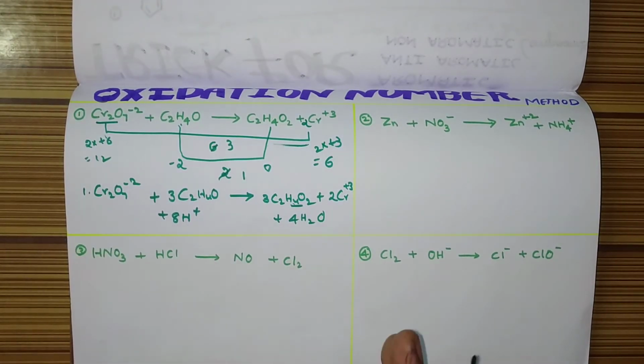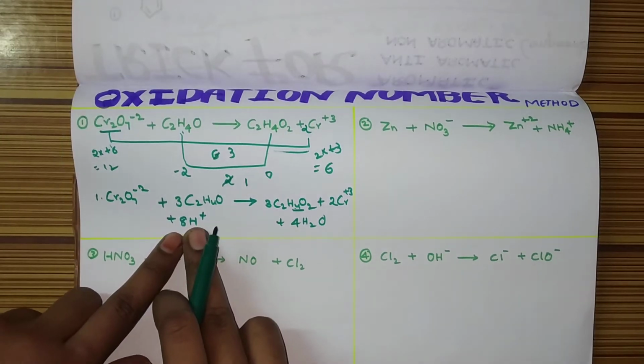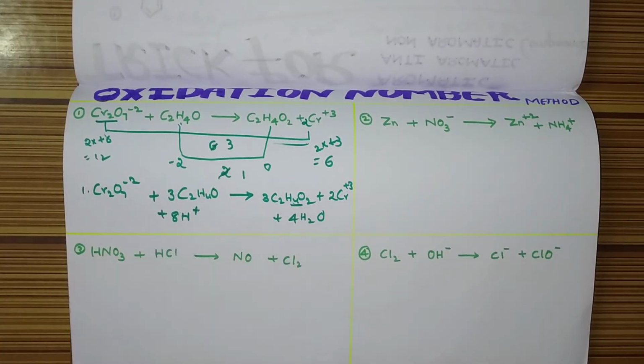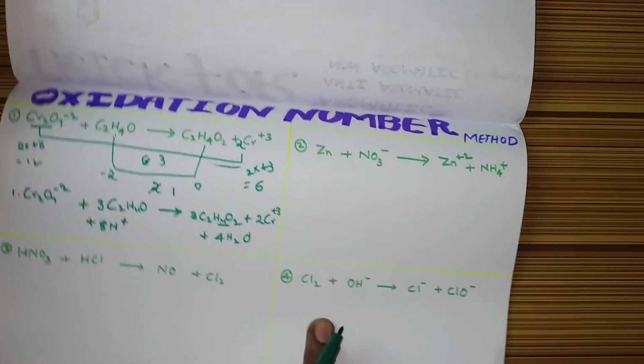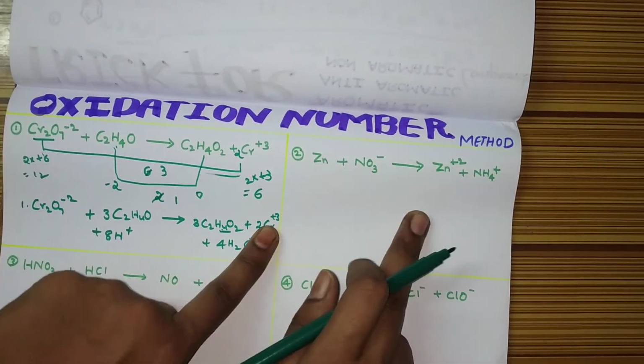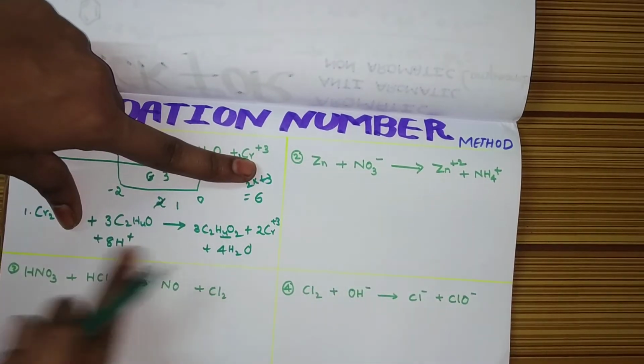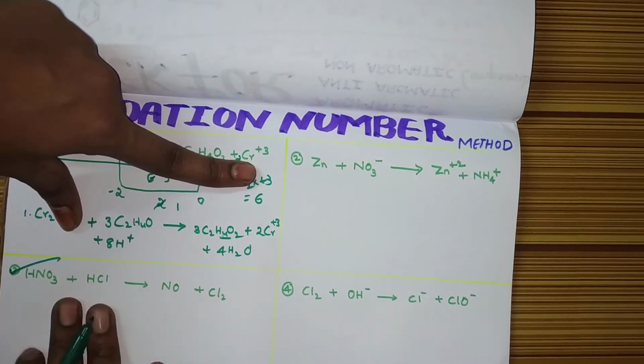Suppose it is in basic medium. Here 8 H+, right? Add 8 OH- on both sides. Okay, this is that example. Now I am going to solve this one. This other one, do it yourself. This is in acidic medium.